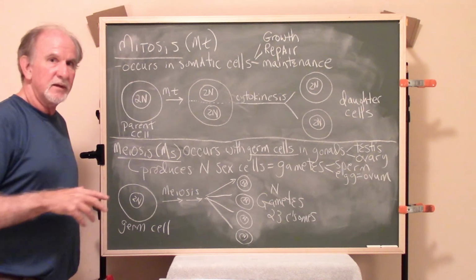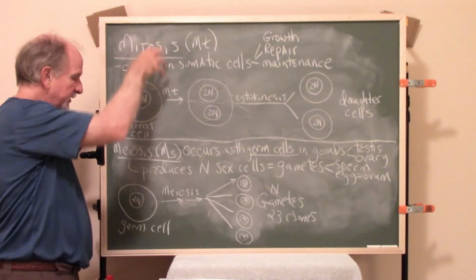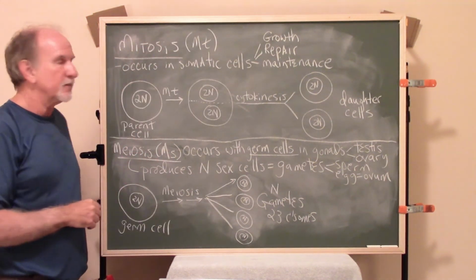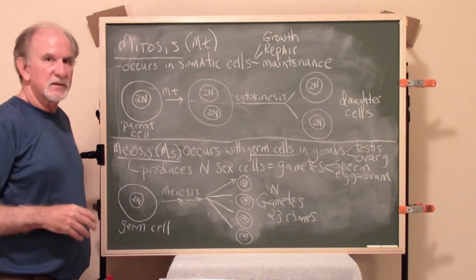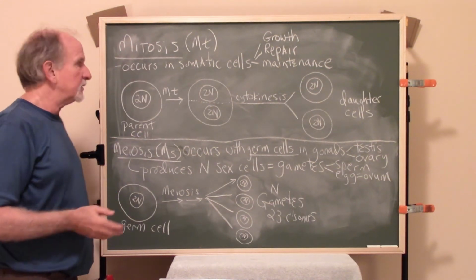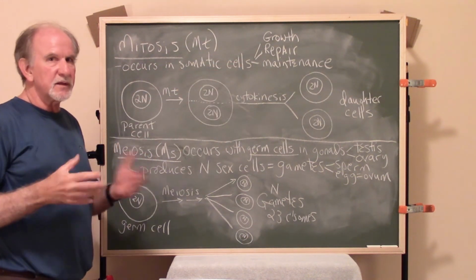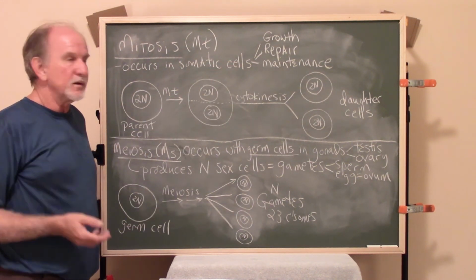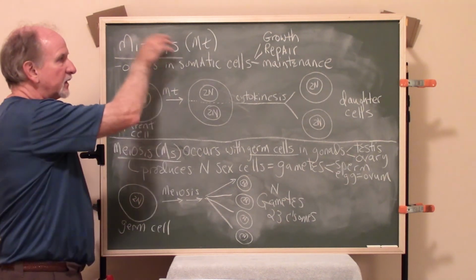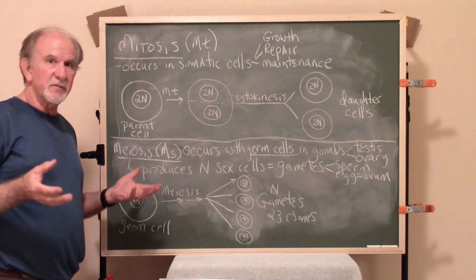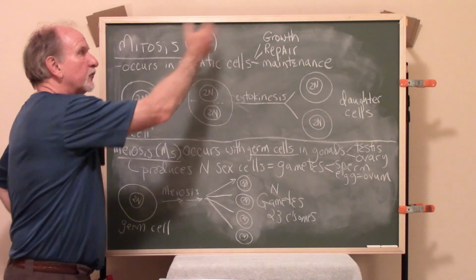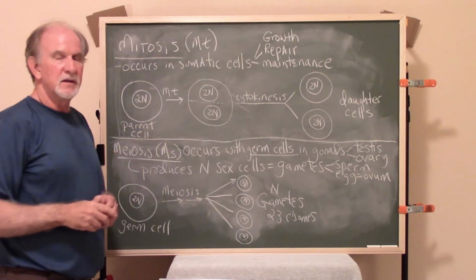So with that, we can talk a little bit about mitosis and meiosis. So mitosis is a type of cell reproduction that occurs in cells known as somatic cells. These are the cells that make up the organs of the body. And mitosis, as a type of cell reproduction, occurs during growth, repair, and maintenance.